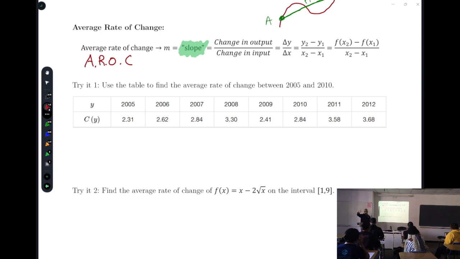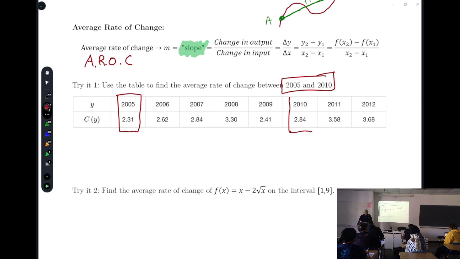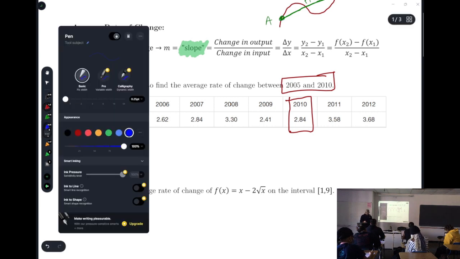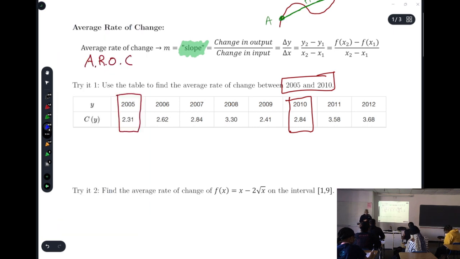Use the table to find the AROC, or average rate of change, between those two dates. So we probably only need 2 spots on this table. That spot and that spot. Everything else is worthless. And we are going to label all of these things. All day is kind of going to be just an exercise in labeling. Cool? So there's 4 things we need to label. X1, X2, Y1, Y2.